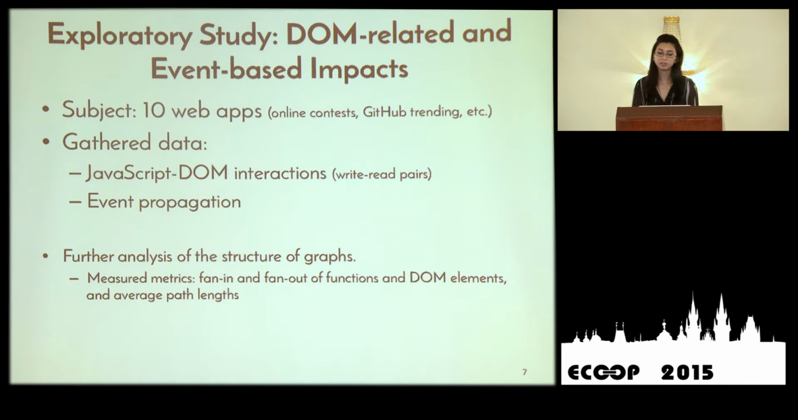So to find this out, we conducted a small exploratory study. We got 10 web applications from GitHub trending applications, JavaScript contests, and so on, and we analyzed them. We gathered some data about the interactions between JavaScript and the DOM, and also the events that happened and propagated on the DOM tree. We further analyzed some of the structural characteristics of the graphs. I'll get back to that later.